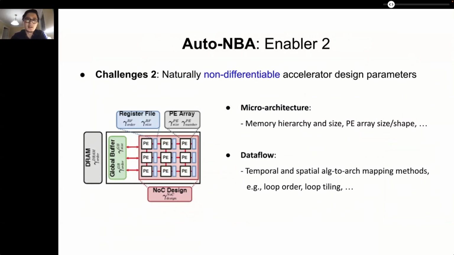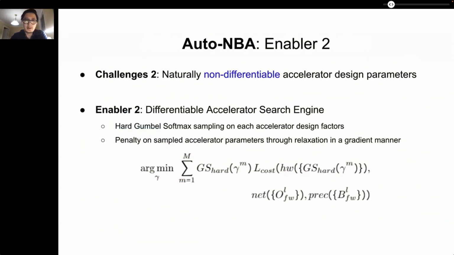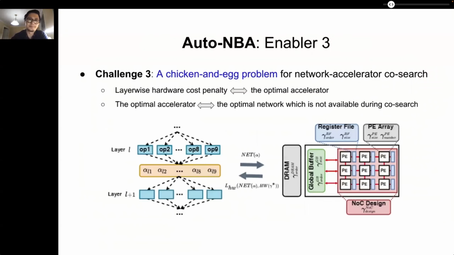The second challenge is the non-differentiable accelerator design parameters, which are determined by the microarchitecture and dataflow of the proposed hardware template. To solve that, we use hard Soft Max to sample each accelerator parameter, so they are differentiable with respect to their corresponding accelerator parameters. We also introduce a penalty on the sampled accelerator parameters through relaxation in a gradient manner.